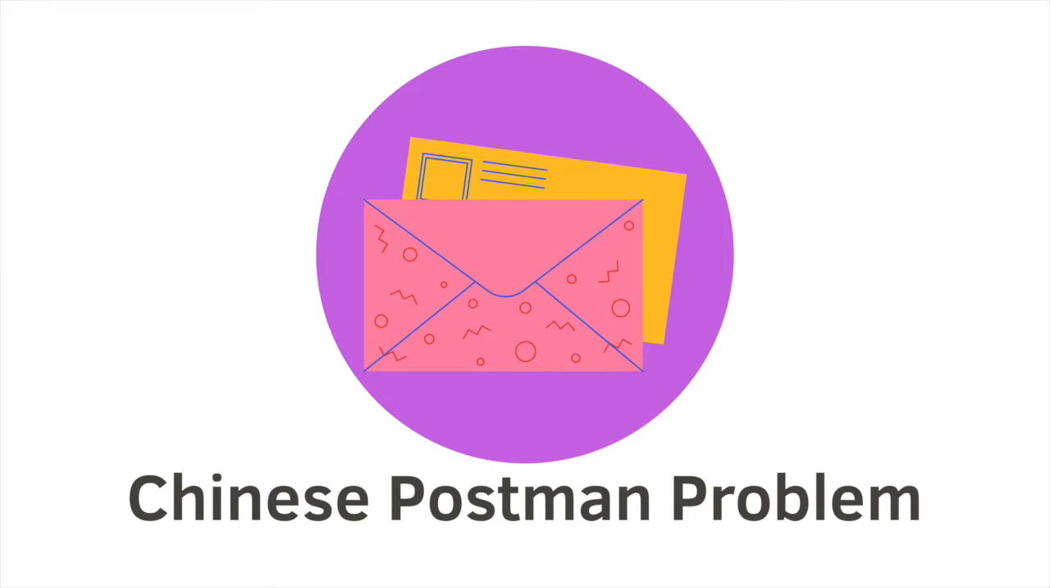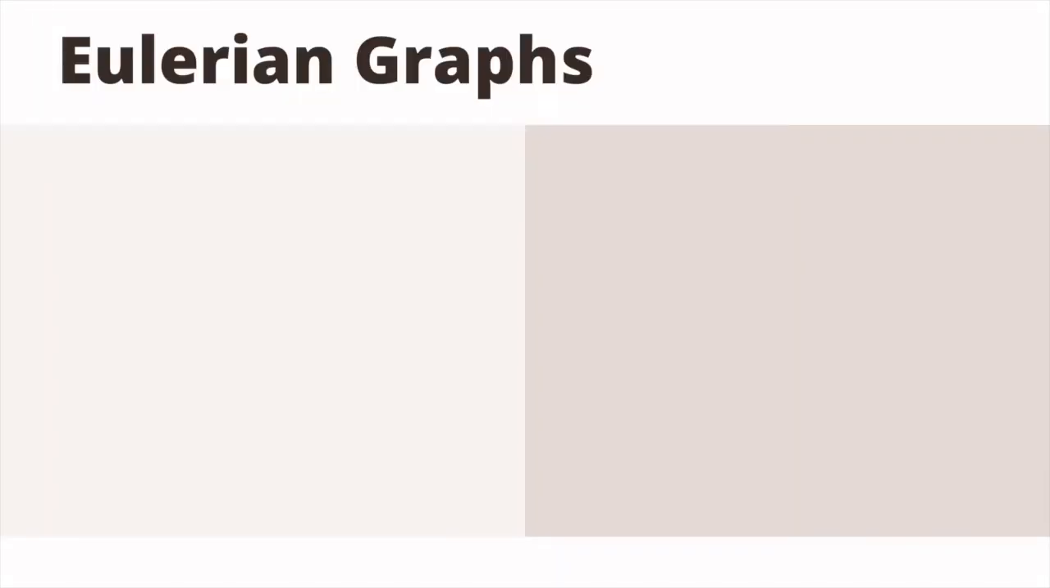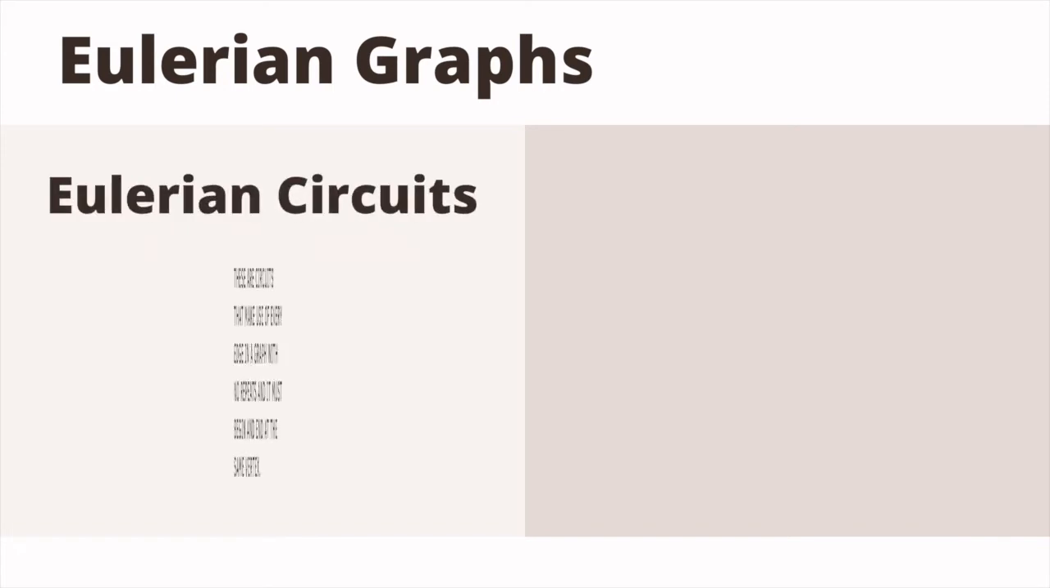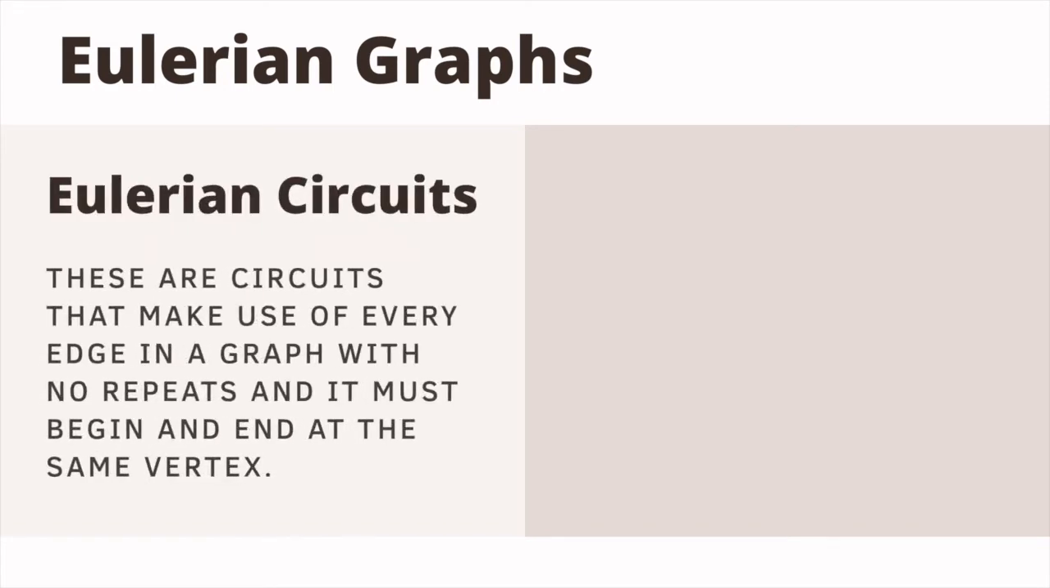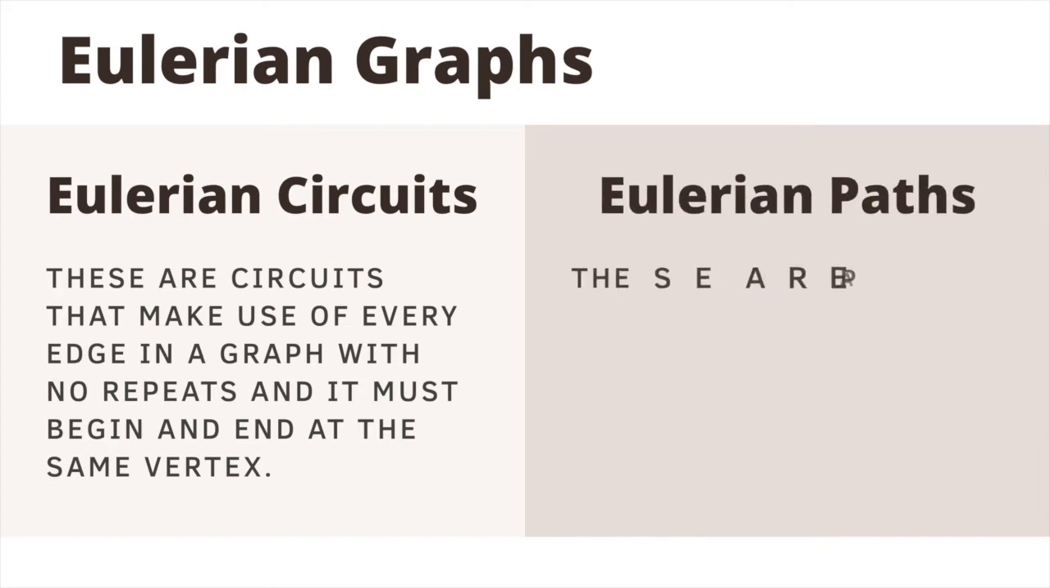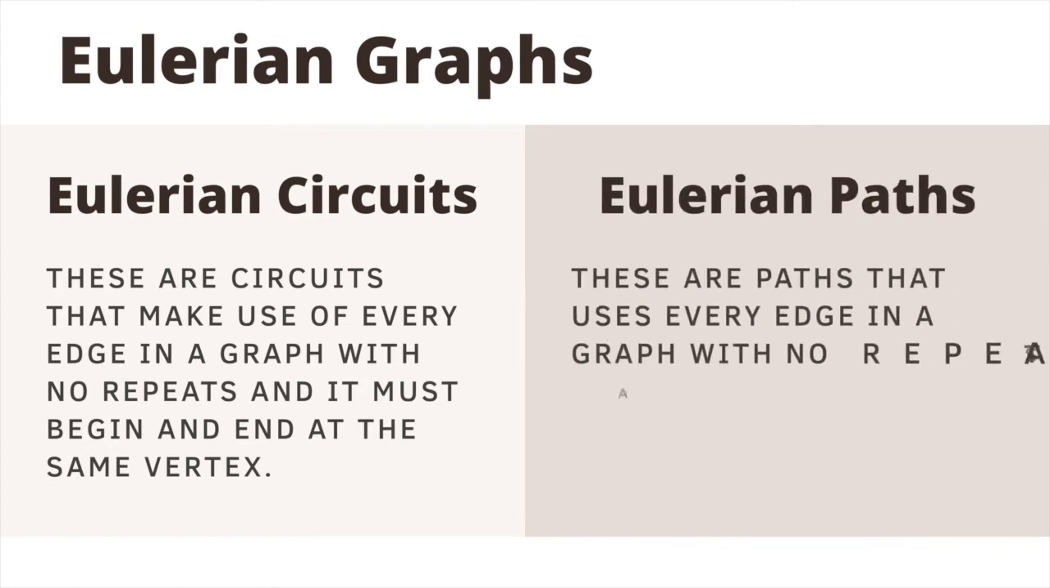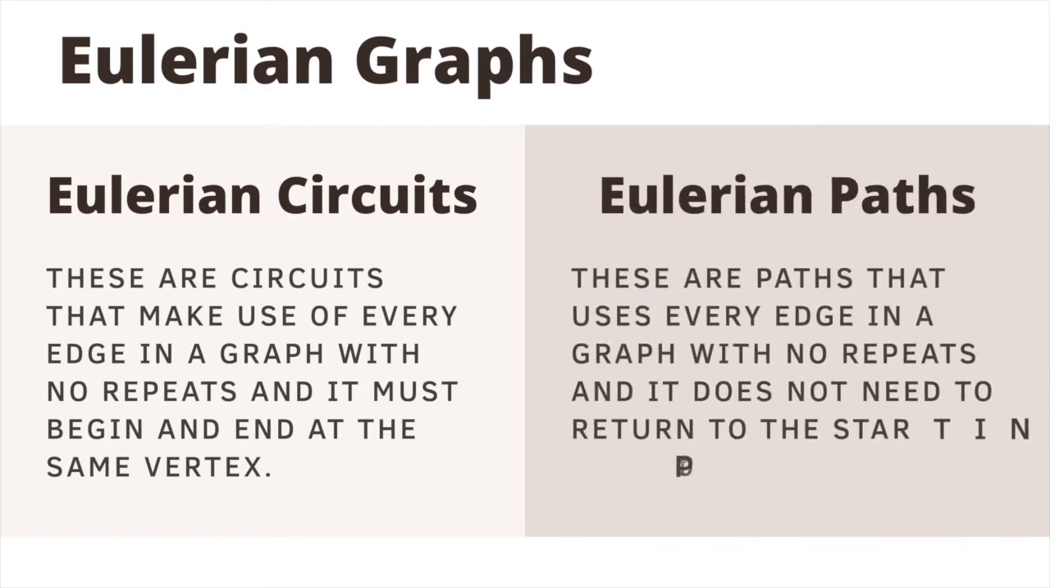Let us first define and discuss Eulerian graphs. Eulerian circuits are circuits that make use of every edge in a graph with no repeats and must begin and end at the same vertex. On the other hand, Eulerian paths are paths that use every edge in a graph with no repeats and do not need to return to the starting point. Let's give examples to show a difference between these two.